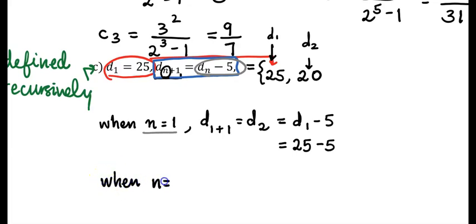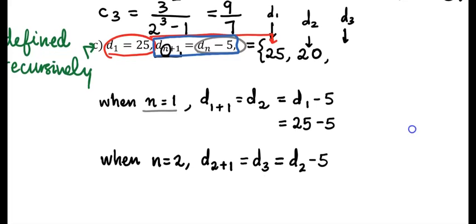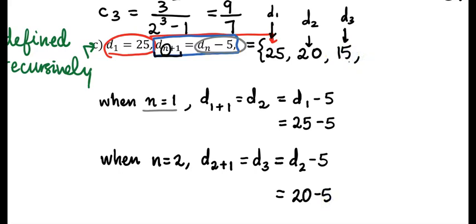To find d3, we would need to let n equal 2. So when n is equal to 2, we're looking at d sub 2 plus 1, plugging into the left side of that blue formula, which does give us d3, the third term of the sequence that we're looking for. Let's plug into the right side of the formula. It says d sub n, in this case n is 2, and we subtract 5. Well, d2 is 20, so this is 20 minus 5 to give us 15.